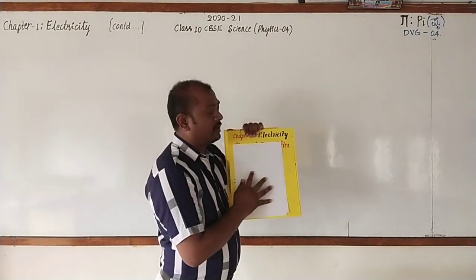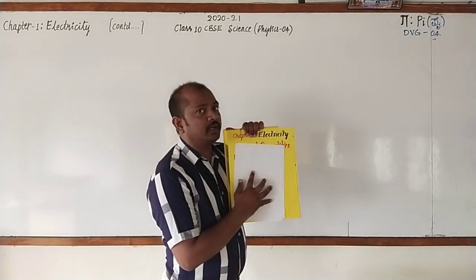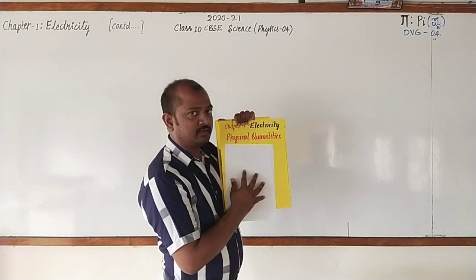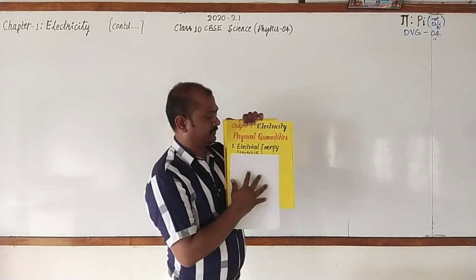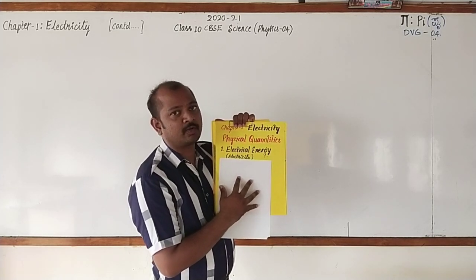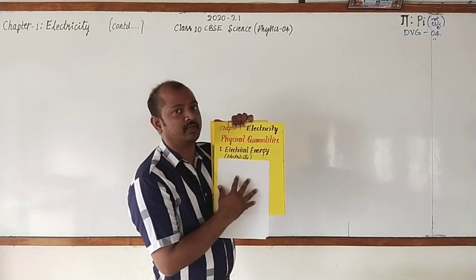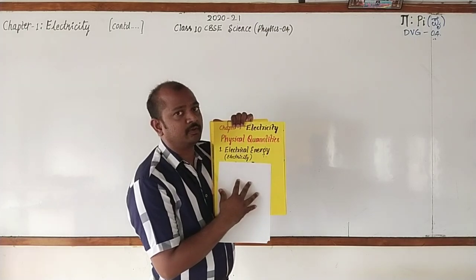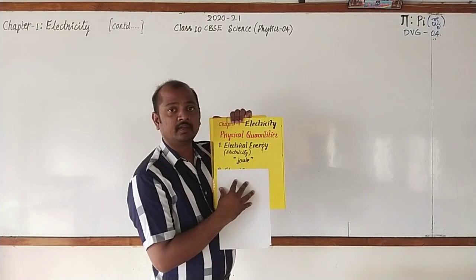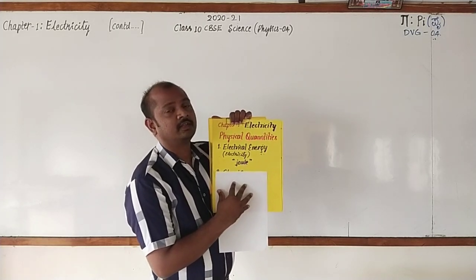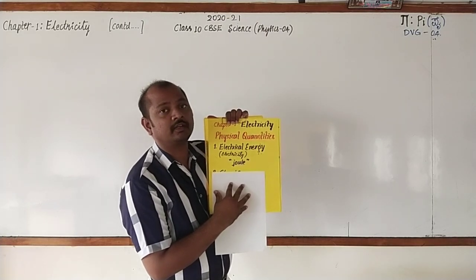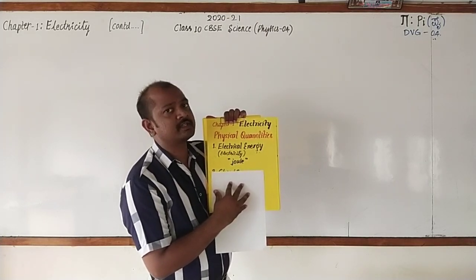Observe. What is the first physical quantity we discussed in the chapter electricity? You are right. It is electrical energy or electricity, the energy acquired by the charged particles because of their motion. And what about its SI unit? It is joule. And the second one is charge, the property of a particle which is responsible for electrostatic force, right? What is its SI unit?